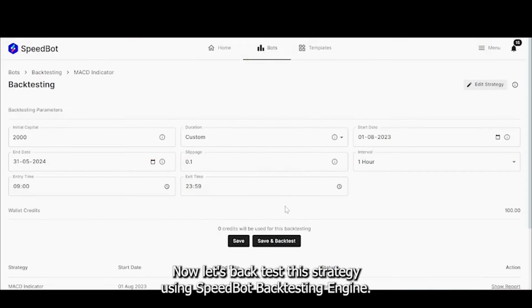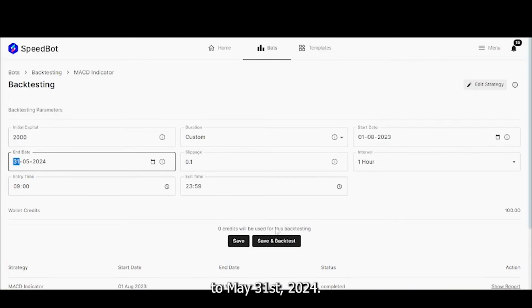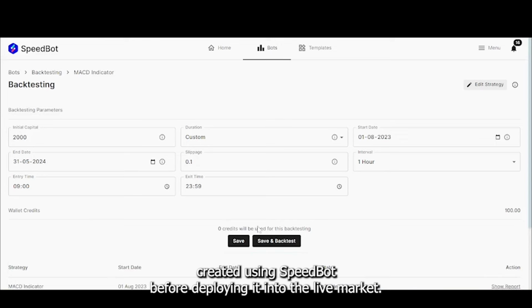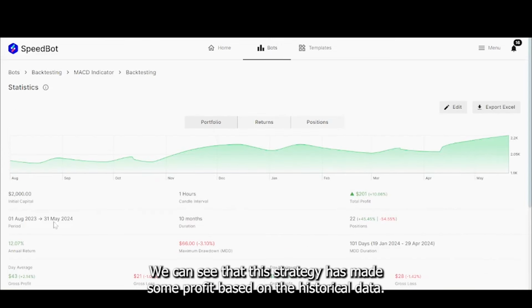Now let's backtest this strategy using SpeedBot backtesting engine. Let's select backtesting period from July 1st, 2023 to May 31st, 2024. So we will backtest the strategy created using SpeedBot before deploying it into the live market. We can see that this strategy has made some profit based on the historical data.